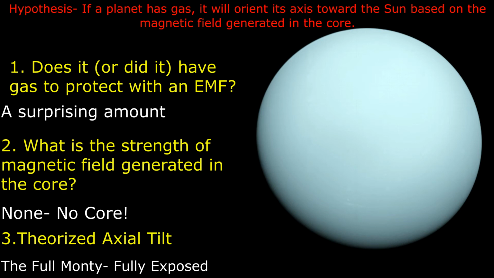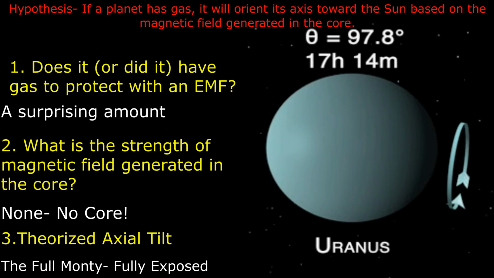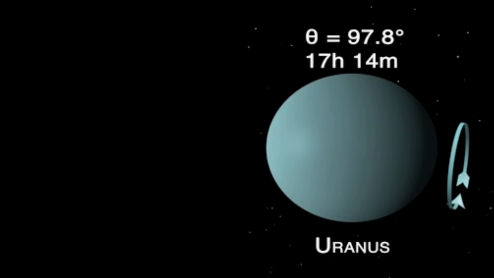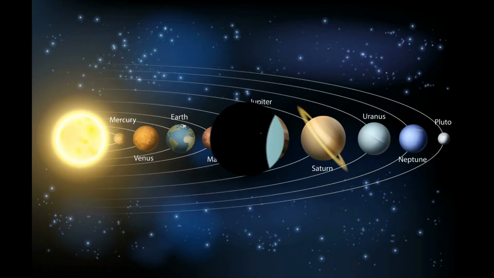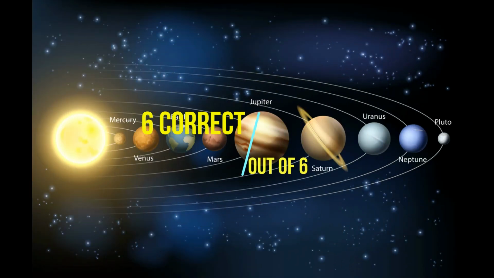Give it to me, baby. And ding. Well, it looks like that's exactly what we're seeing right there. Almost 100 degrees towards the sun. All right. Well, 6 out of 6.